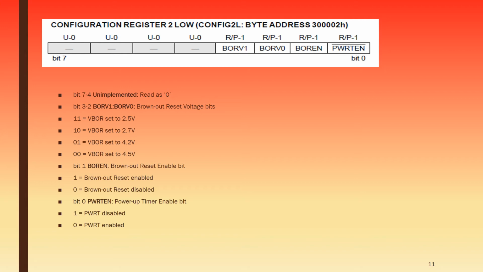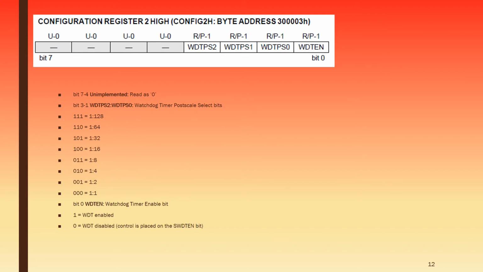Now the next one is configuration register 2 high, that is CONFIG2H, whose byte address is 300003H. This corresponds to the watchdog timer. In this particular session itself, in the last part I have considered the watchdog timer. Here bits 7 to 4 are unimplemented, read as 0. Then the next 3 bits, that is bits 3, 2 and 1.